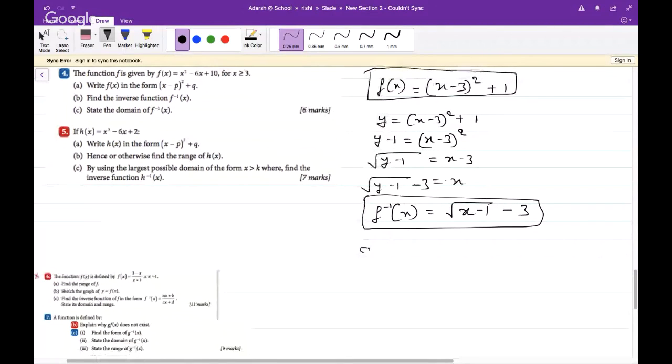Next, the domain of f inverse of x is the range of f, which is already x greater than 3. So the domain of this would be greater than 3.